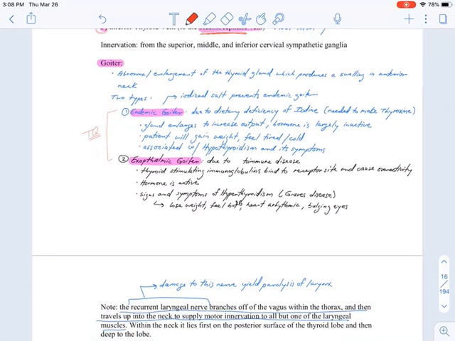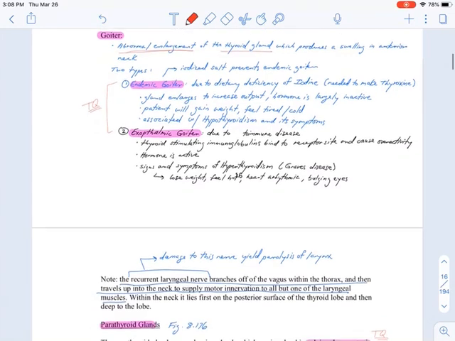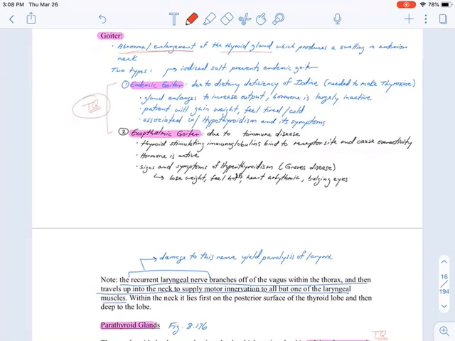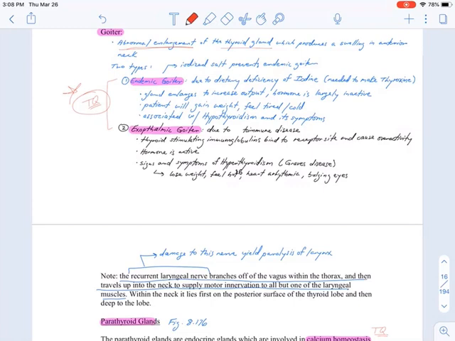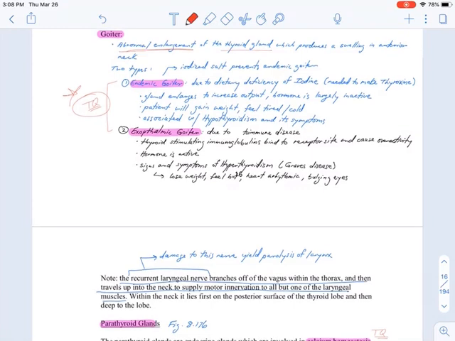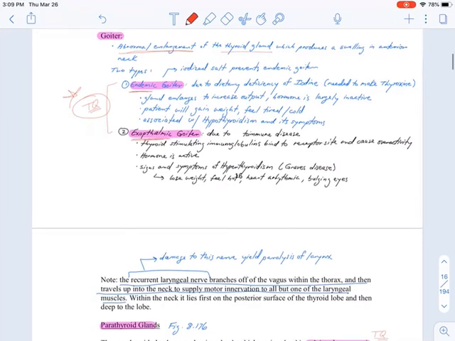Now we have goiter, so something related to our thyroid gland here. It's an abnormal enlargement of your thyroid gland. We have 2 types. This is a very common test question we've seen in the past. Just be able to differentiate between an endemic goiter and exophthalmic goiter.